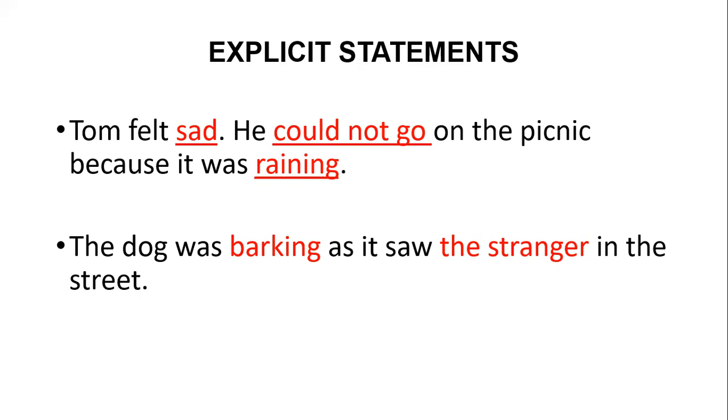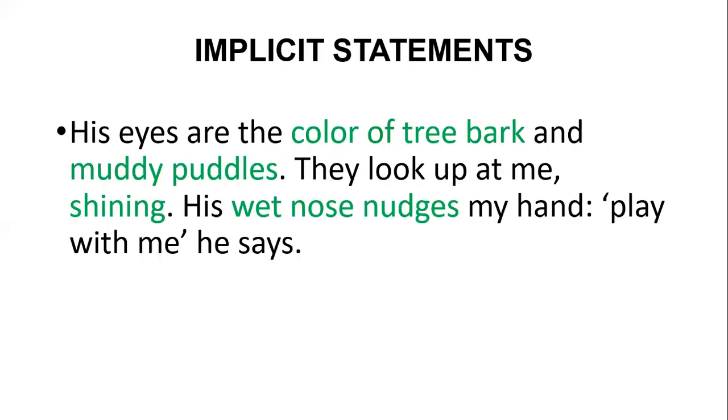On the other hand, when we talk about implicit statements: his eyes are the color of tree bark and muddy puddles. They look up at me shining. His wet nose nudges my hand. Play with me, he says. See here, the meaning you need to infer. Because of the color of tree bark and muddy puddles, his wet nose nudges, then you need to decide. Here, you have to infer the meaning by yourself with the help of clue words.